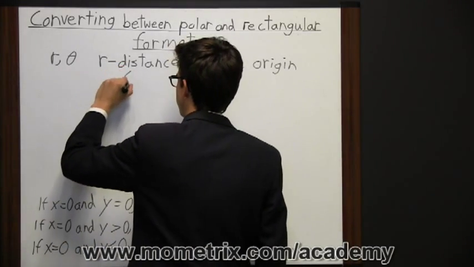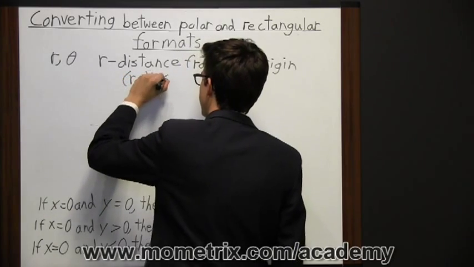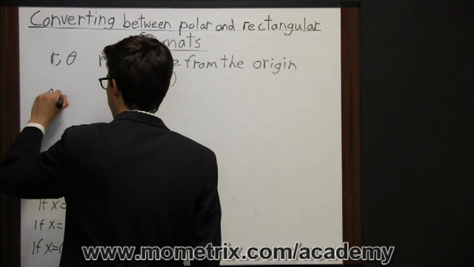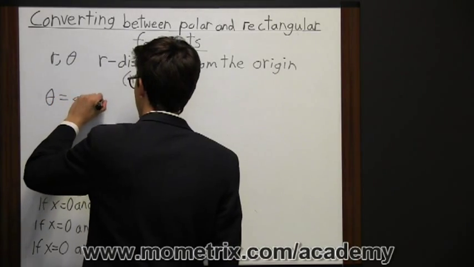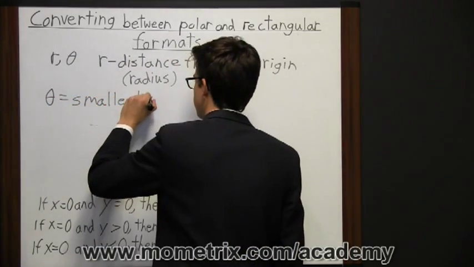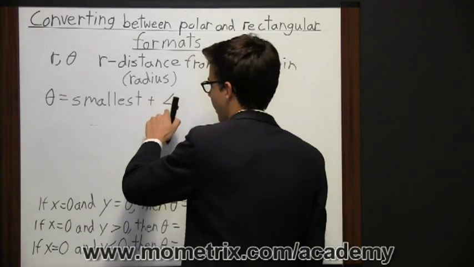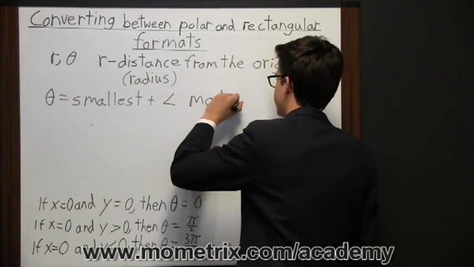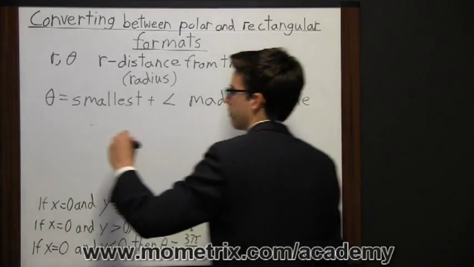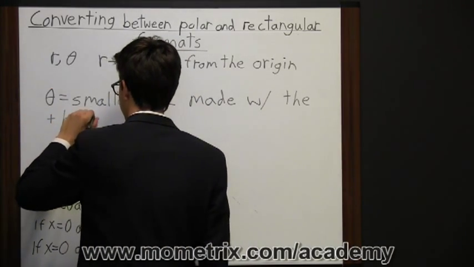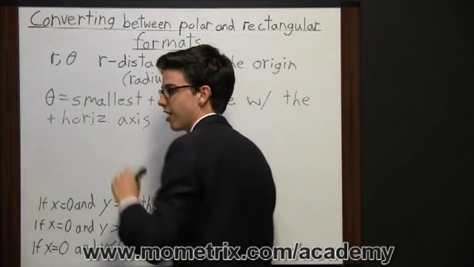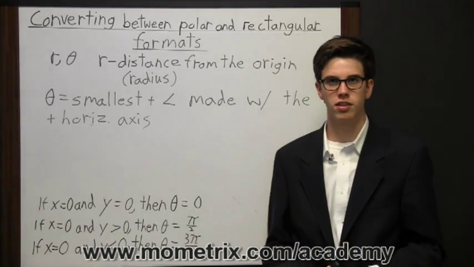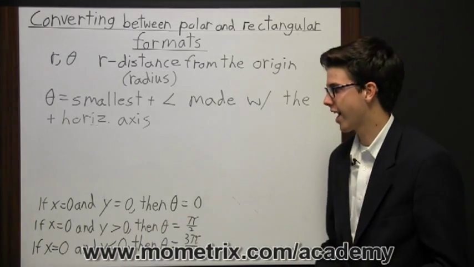And so another way to describe this would be as the radius. That's easy to remember because radius starts with r. And then theta has a somewhat long definition. It can be defined as the smallest positive angle moving in a counterclockwise direction made with the positive horizontal axis. That's a lot to digest, so I'll say it again. Theta is the smallest positive angle moving counterclockwise around the circle made with the positive horizontal axis.